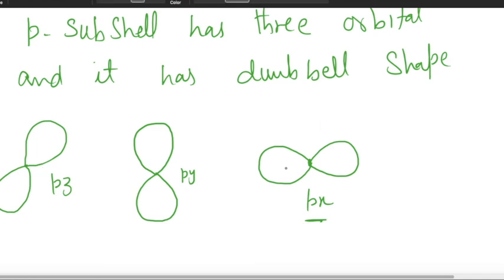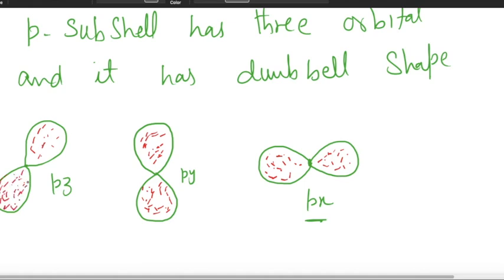Each orbital would carry two electrons. So basically this is the boundary. The electron can reside anywhere inside this boundary, and this is the nucleus. This is the moving electron. Electrons spend maximum time inside this boundary. The red dots represent the positions of the electron, because the electron is not still; it is continuously moving.